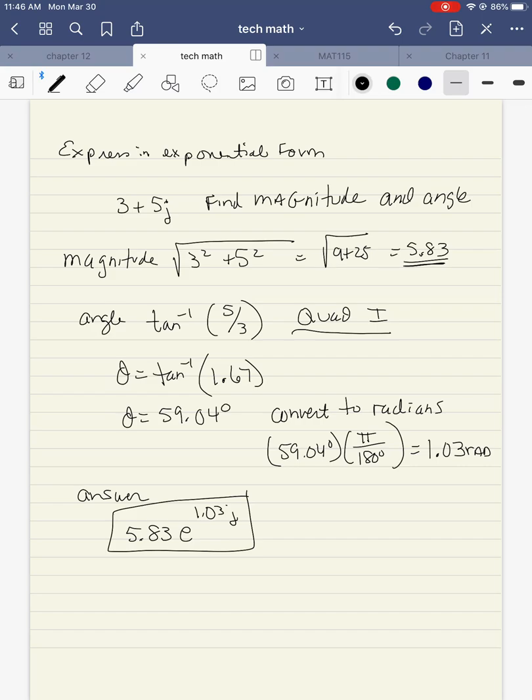Again, this is quadrant 1, 3 is positive, 5 is positive. So when I take the inverse tangent of 1.67, it gives me approximately 59.04 degrees. But I need that number in a radian number. So since I had my calculator in degree mode, I do need to convert this to radians. So I take 59.04 times pi, divide that by 180, and I get 1.03 radians. And then finally I put my magnitude here, 5.83 e to the 1.03 j. This is my theta, this is my magnitude.